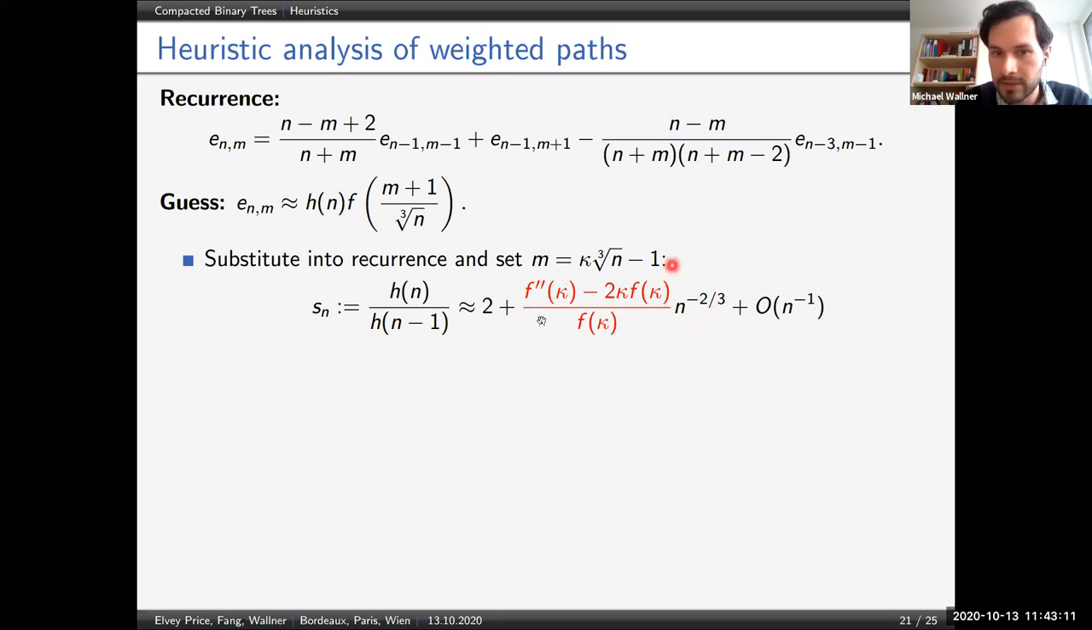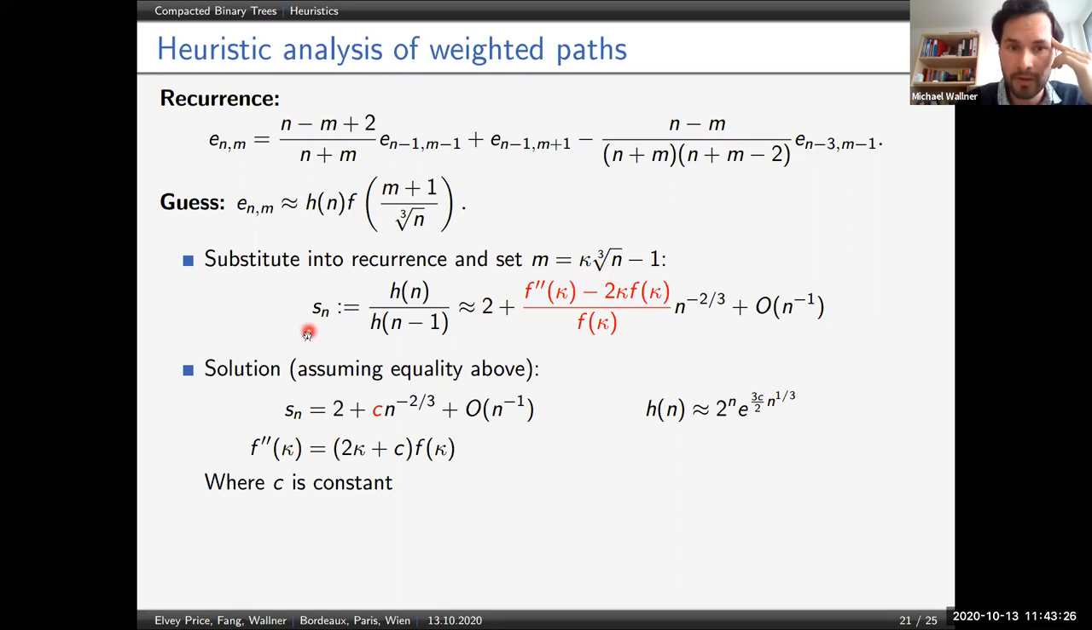Behaves like 2 times some derivatives of f, where what I've done now, I've rescaled m as well in the scale of n to the 1 on 3 so that I zoom into this part. And kappa is just a constant in front of n to the 1 on 3. And if we assume now equality here, because everything is not correct here, assuming that this is the asymptotic expansion of this quotient, we get basically that hn has this shape with a stretched exponential and a c here, and that the second derivative behaves like this.